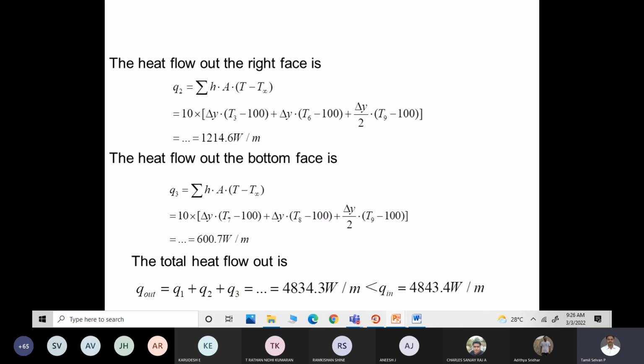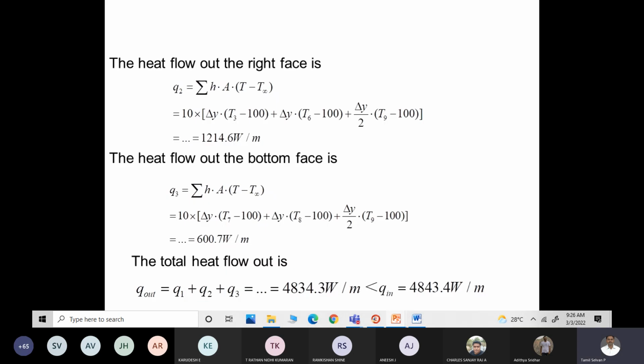Oh, it is slightly lesser. Okay, 4834.3, which is slightly lesser than, so there is a small heat loss, but usually it will be equal. Mathematically it should be equal.